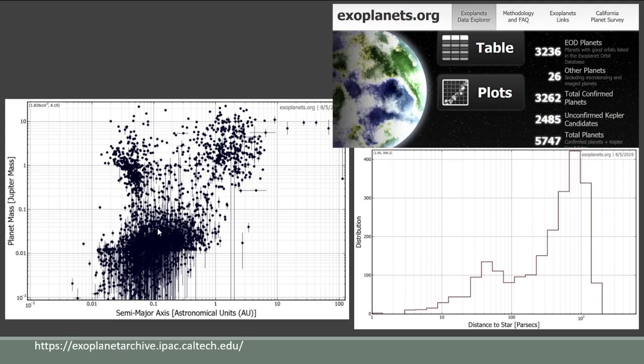Then we see that there are some peculiar planets that do not exist in the solar system. In particular, this group is called hot Jupiters. So we see that they are as massive as Jupiter. Well, some can be more massive, up to the upper limit.